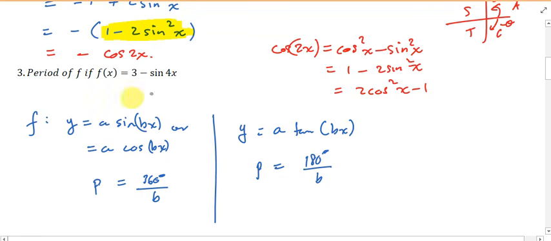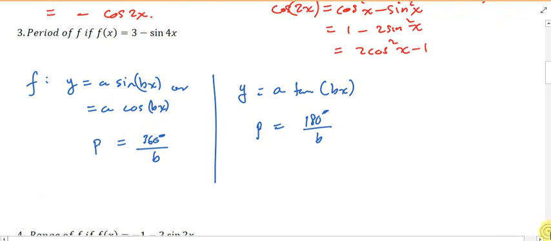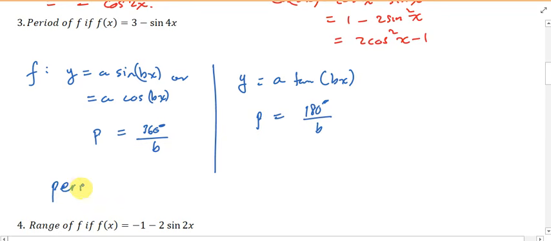So if we want to solve for the period of 3 minus sine 4x, remember the shift in the graph, this plus 3 over here basically means the sine 4x graph is shifted 3 units up. If the graph is shifted left and right and up and down, it will not affect the period of the graph, right? Period is basically one wave. So in this case, sine 4x, we can just find the period. Therefore the period of this function is now equal to 360 degrees divided by 4, and that should give you 90 degrees.